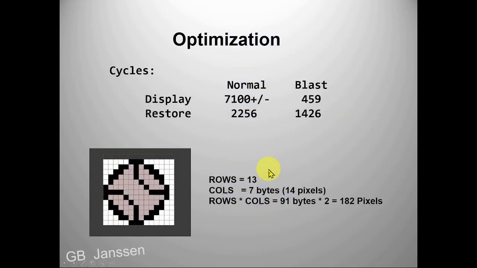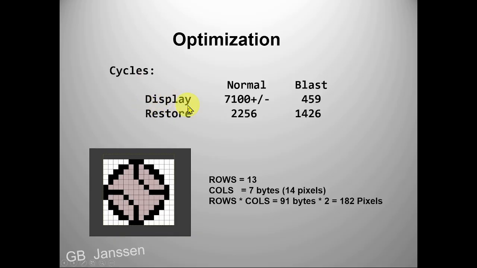Okay, optimization. Okay, here's our Sprite. Okay, 13 rows and 7 bytes for columns, or 14 pixels across. Okay, rows times columns, 91 bytes, or 182 pixels in there. Okay, here's the different cycles that I kind of calculated by using LW tools. You can turn on the cycle counts.